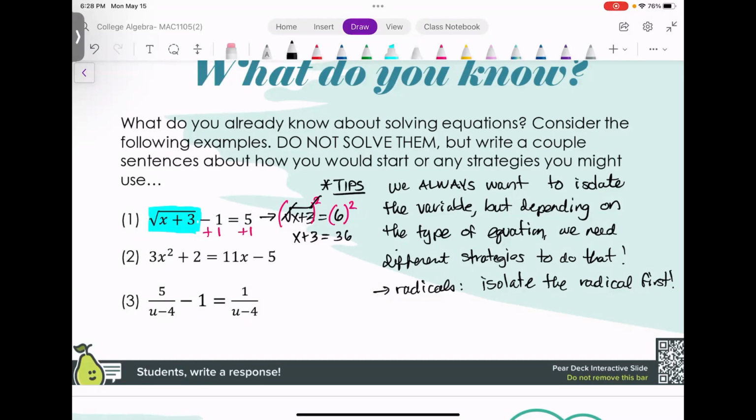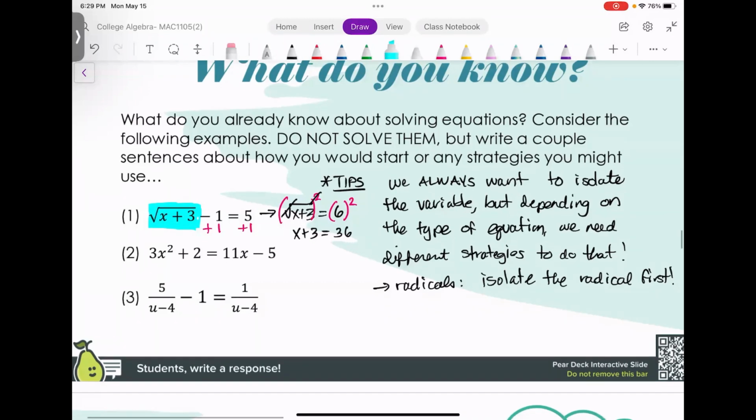But for numbers 2 and 3, it's a little more challenging because there's more than one variable. So for number 2, this is a degree 2. It's called a quadratic. For these ones, or a polynomial, if I had an exponent higher than a 2 as well.